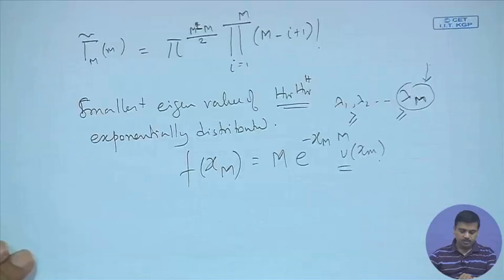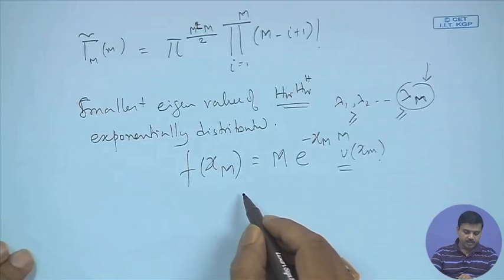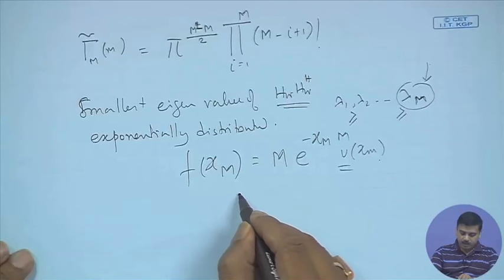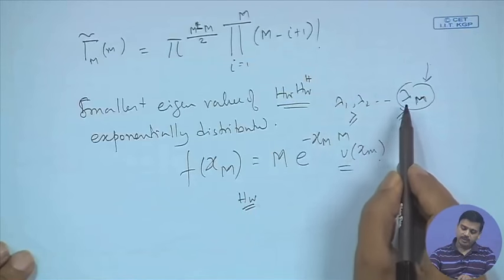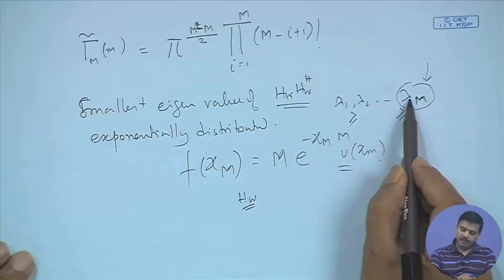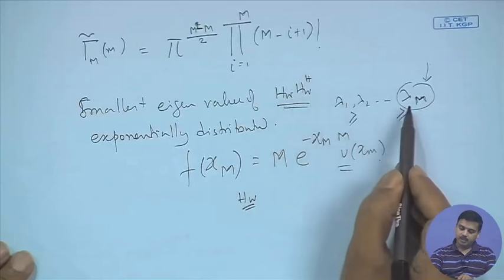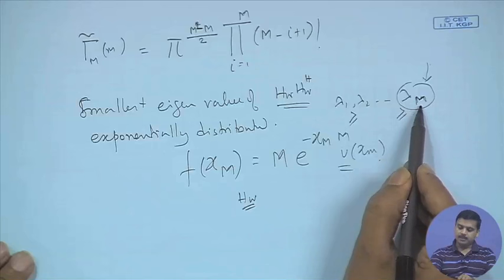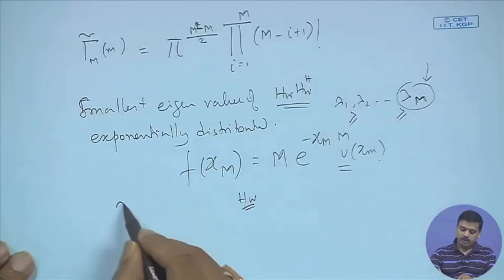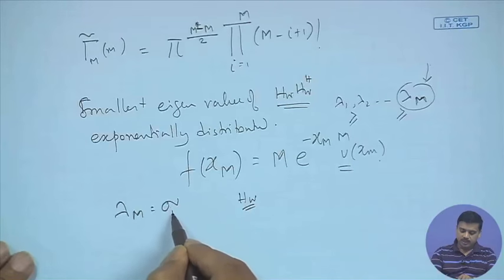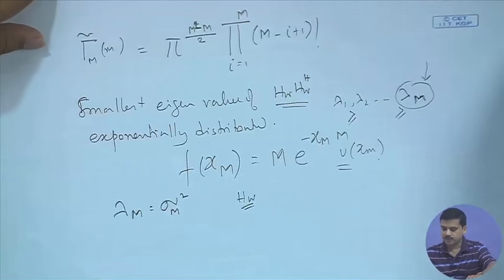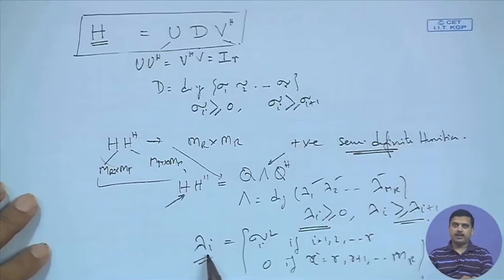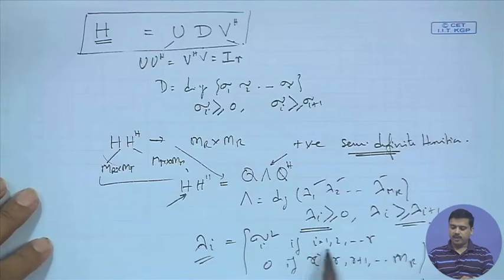And so basically what it means is that the HW singular value, that means the singular, we are taking lambda as the eigenvalue of H Hermitian, and lambda m is basically the minimum eigenvalue. So lambda m is equal to sigma m squared, going by our earlier description. If you look at this, lambda i equals sigma i squared for i equals 1 to r, and equals 0 for r up to mr.